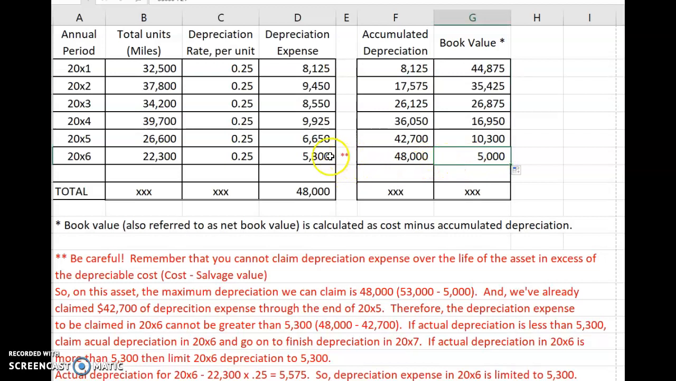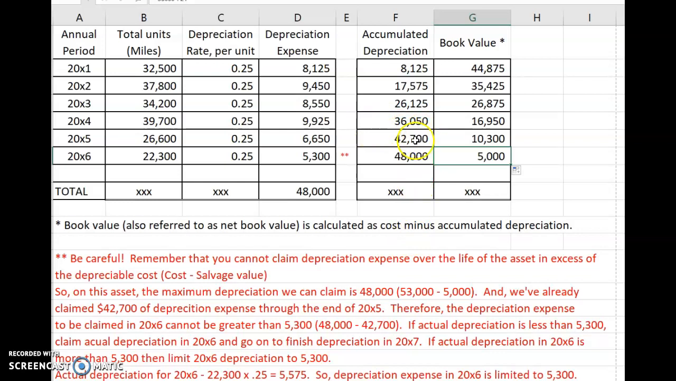The trick in figuring out X6 depreciation expense is to realize that you're getting very close to the maximum. So down here we calculated the maximum amount that we can claim after X5. And that's $5,300, the $48,000 maximum minus the $42,700 already claimed through X5.